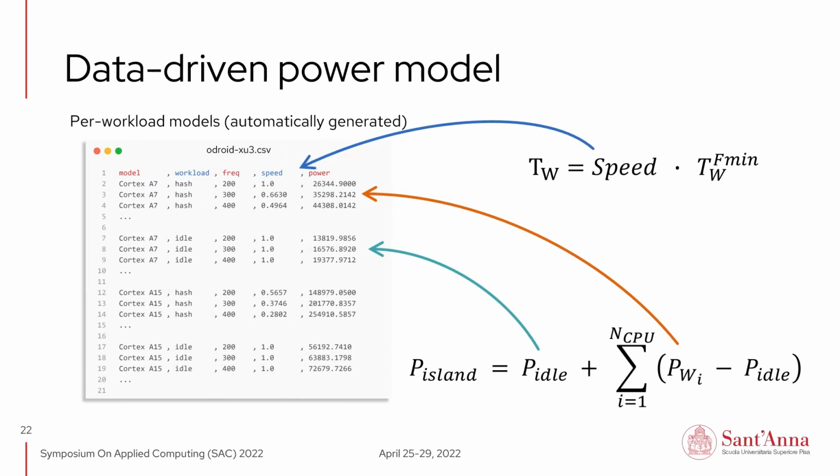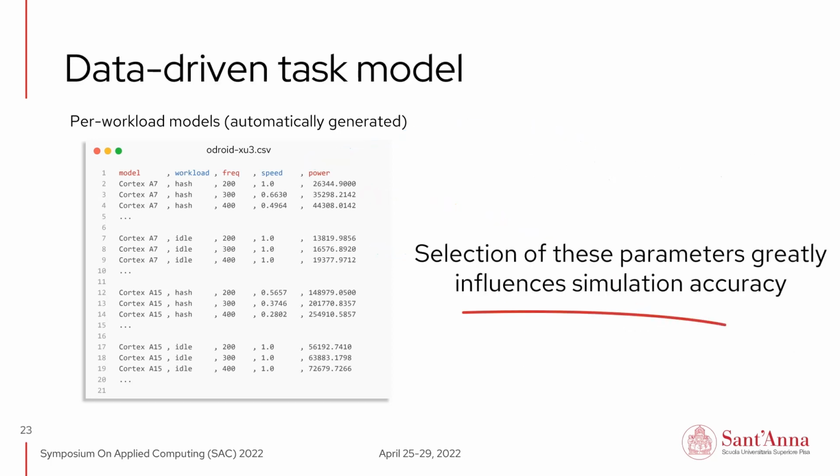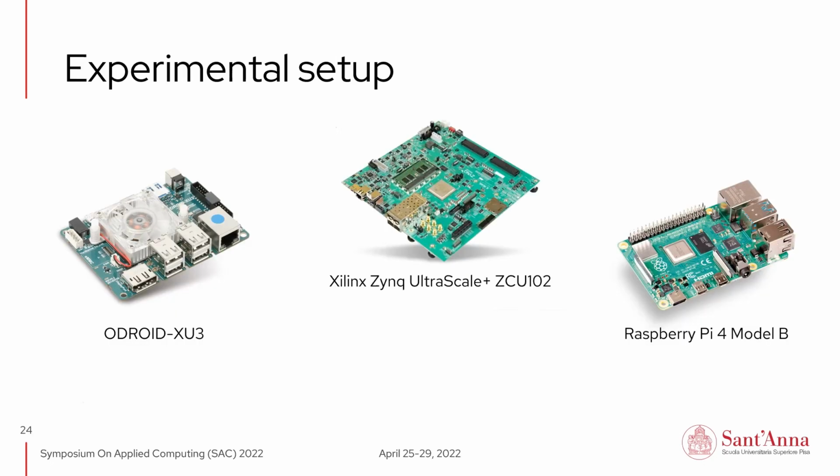Similarly, the power consumption of the whole island is calculated using this given formula, in which the power consumption of the entire island when idle is summed up with the contribution of the active task on each core. Needless to say, proper selection of these parameters greatly influences the simulation accuracy, especially for multi-core platforms, as we will see later. To test our approach, we use three very different embedded platforms.